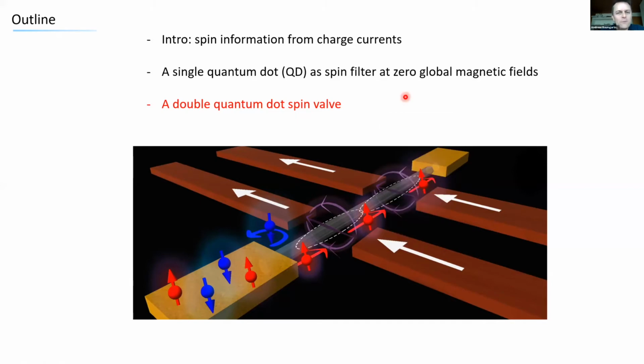So yeah, thank you for having me in this session. So I give you directly the outline. The goal is often in these topics that we want to extract spin information from charge currents. There are basically in this talk only two steps. So it's a simple one. I want to show you that a single quantum dot can act as a spin filter, at zero magnetic field. That's what I want to show you. And to prove this, I will show you experiments in a double quantum dot spin valve.